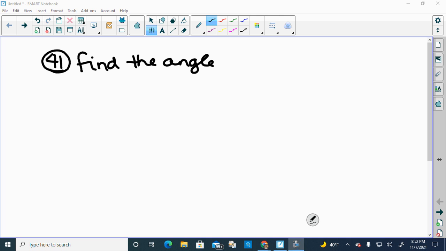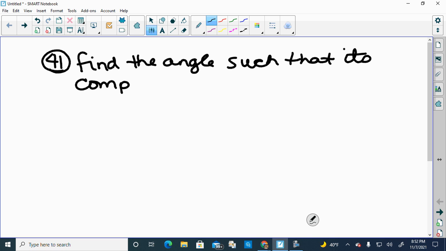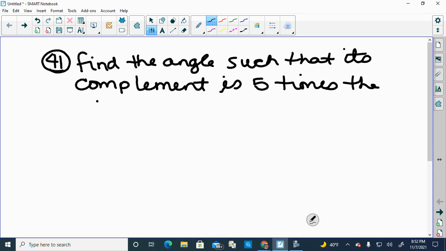So it says, find the angle such that its complement. So remember, we had complement and supplement as your 2 vocab words. So complement is 5 times the angle itself. Okay, so I'll give you just a minute to write that down.